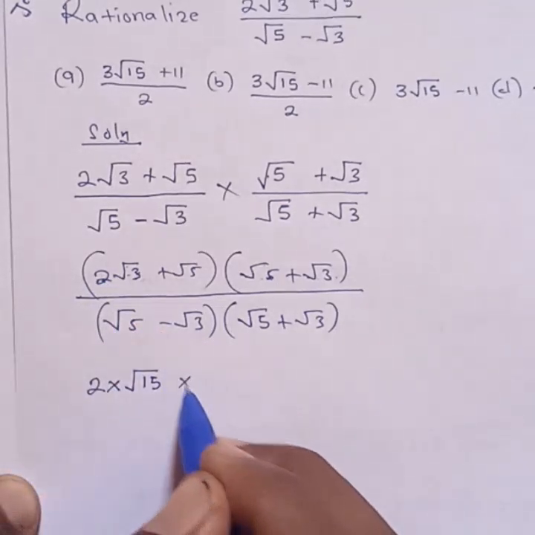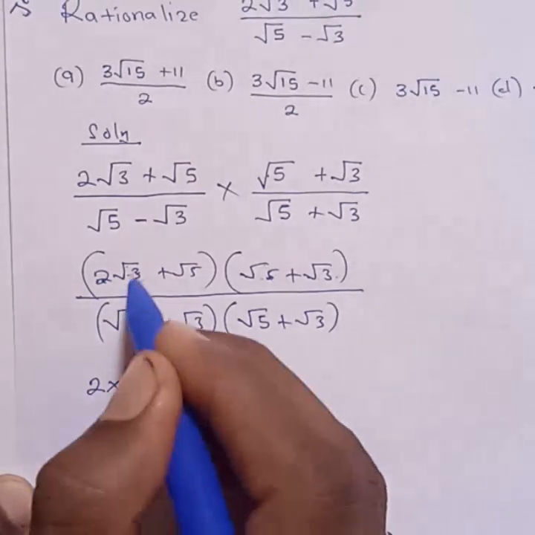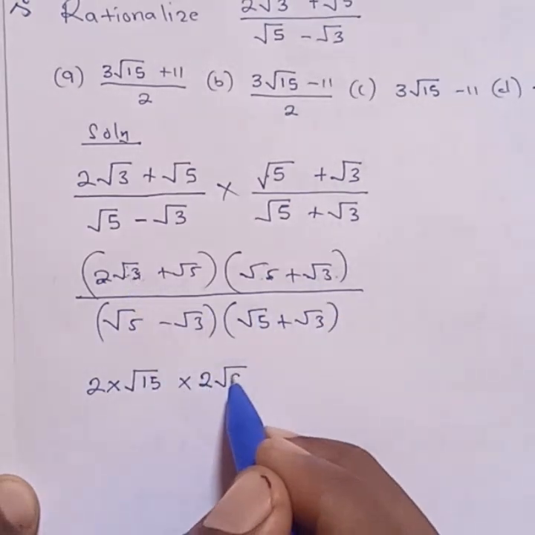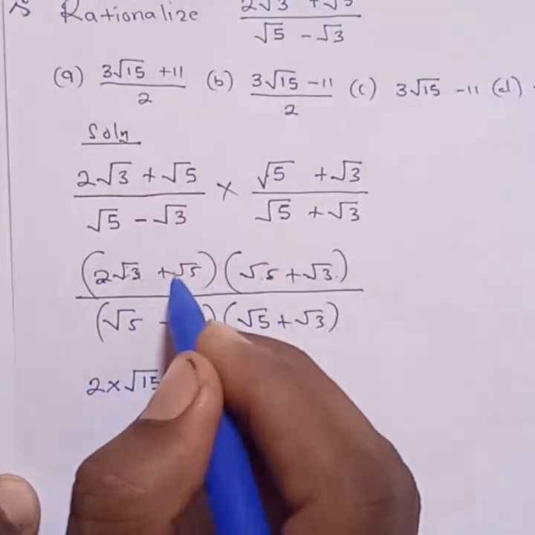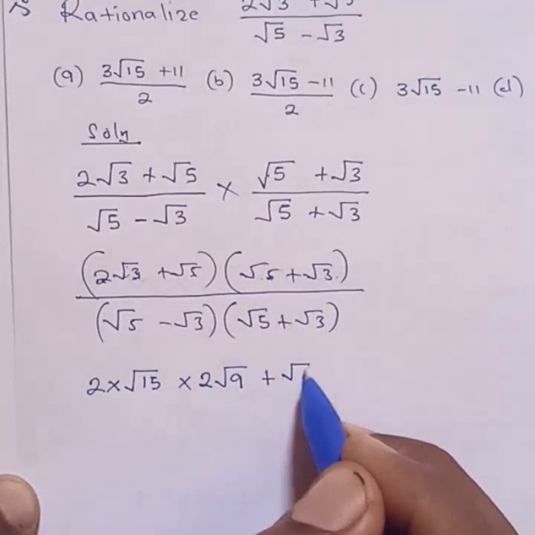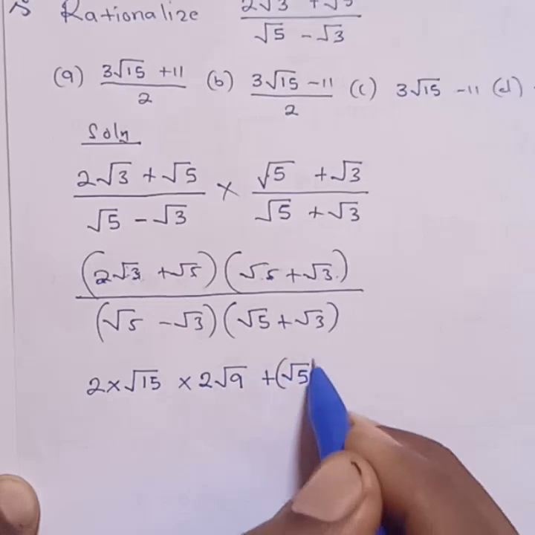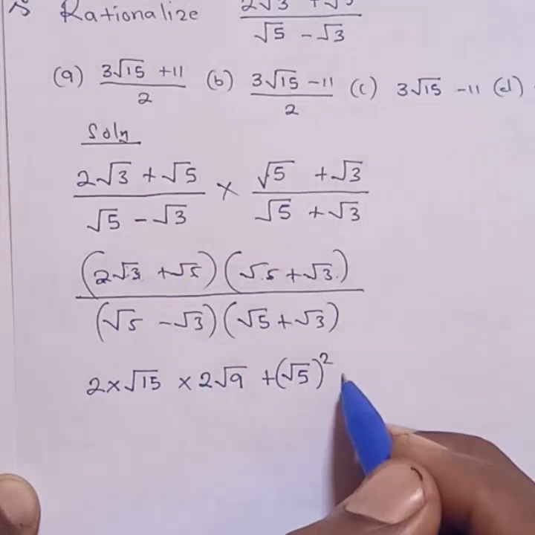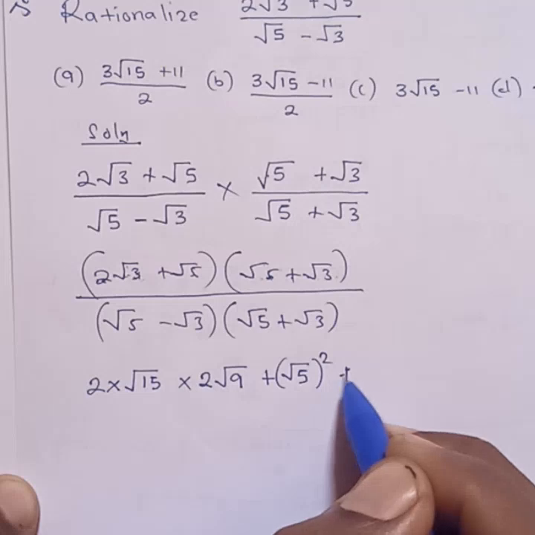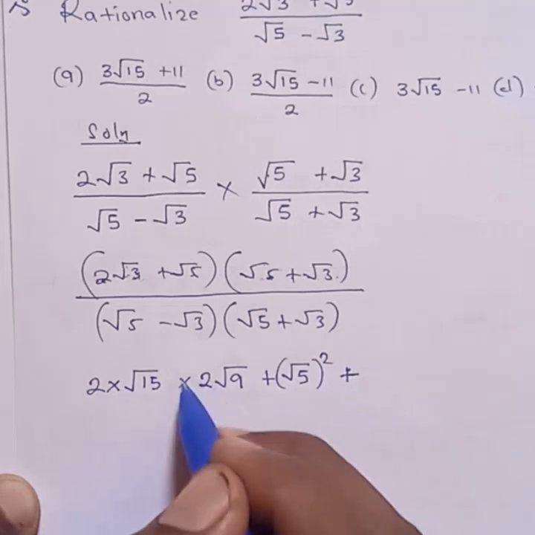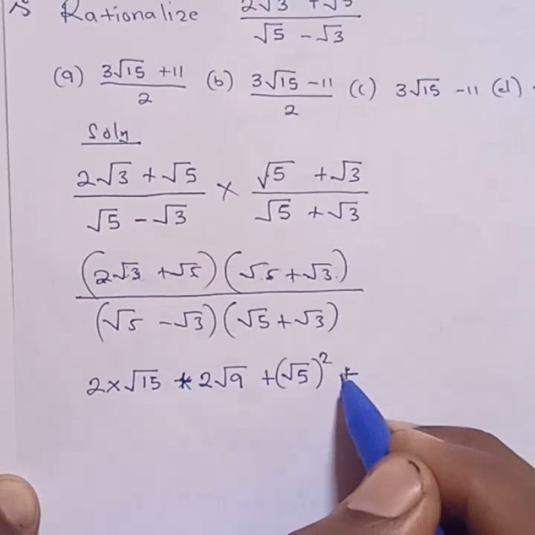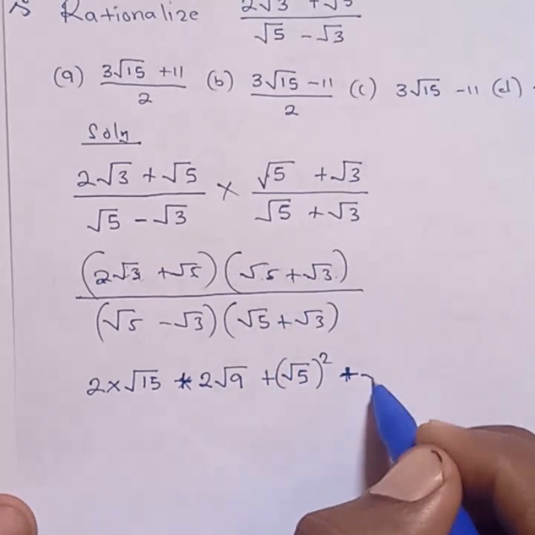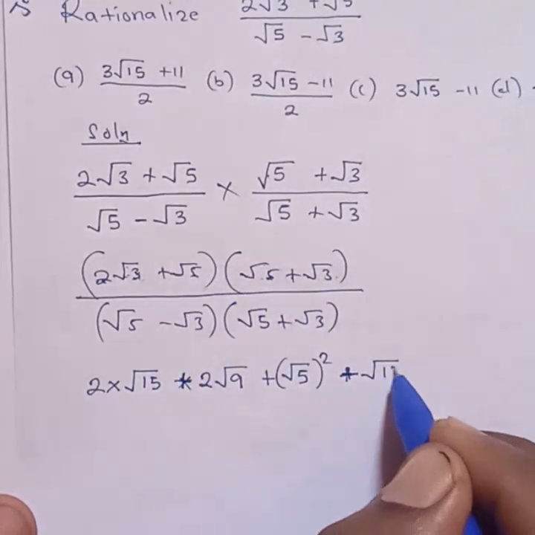Then 2 root 3 times root 3. So we're going to have 2 there. Then we have root 3 times root 3. Square root of 3 times 3. That will give us square root of 9. Plus root 5 times root 5. Or we can simply say root 5 square. The root 5 plus root 3. So this is plus. So we are going to have root 5 times 3, which is root 15.